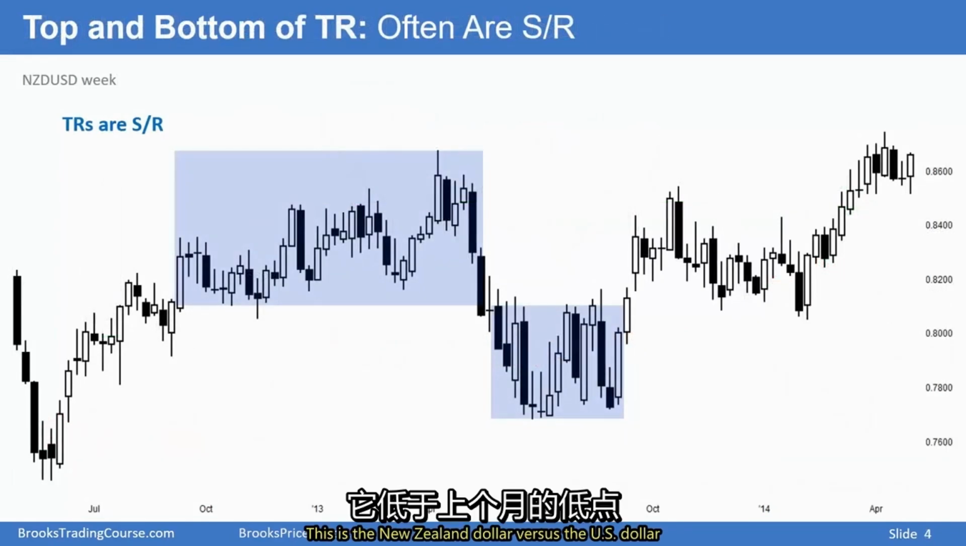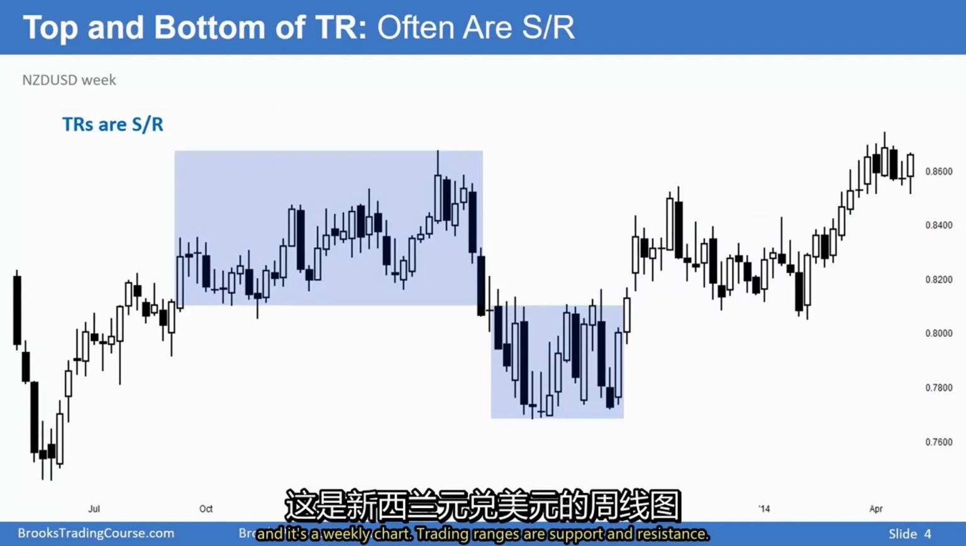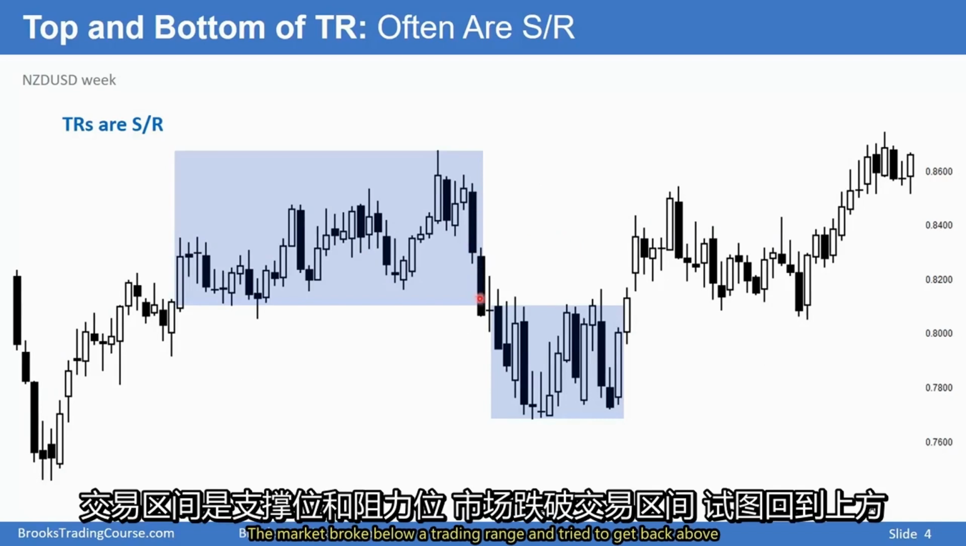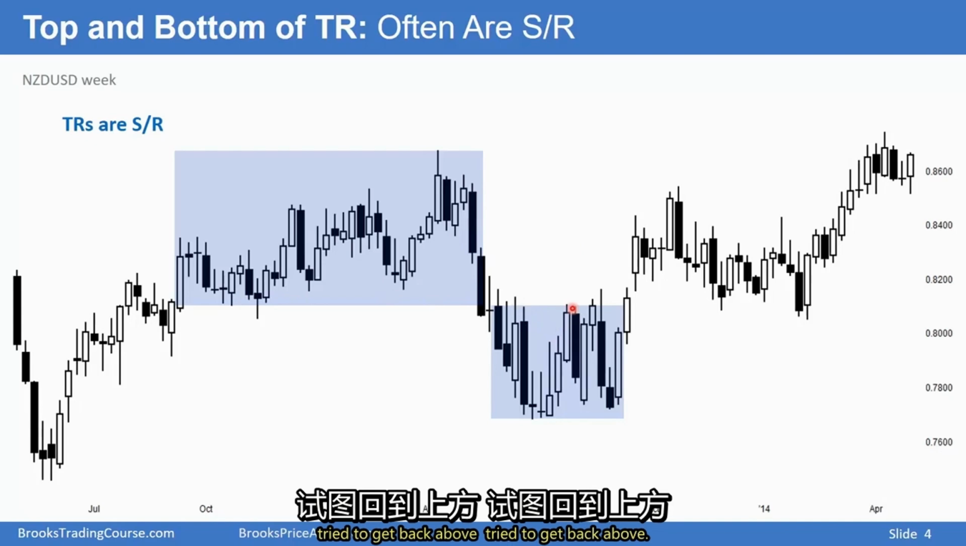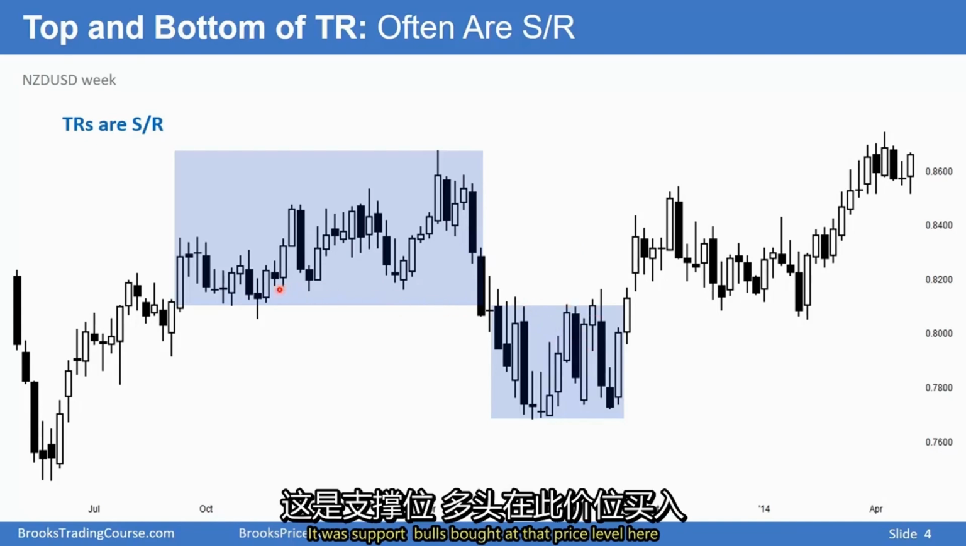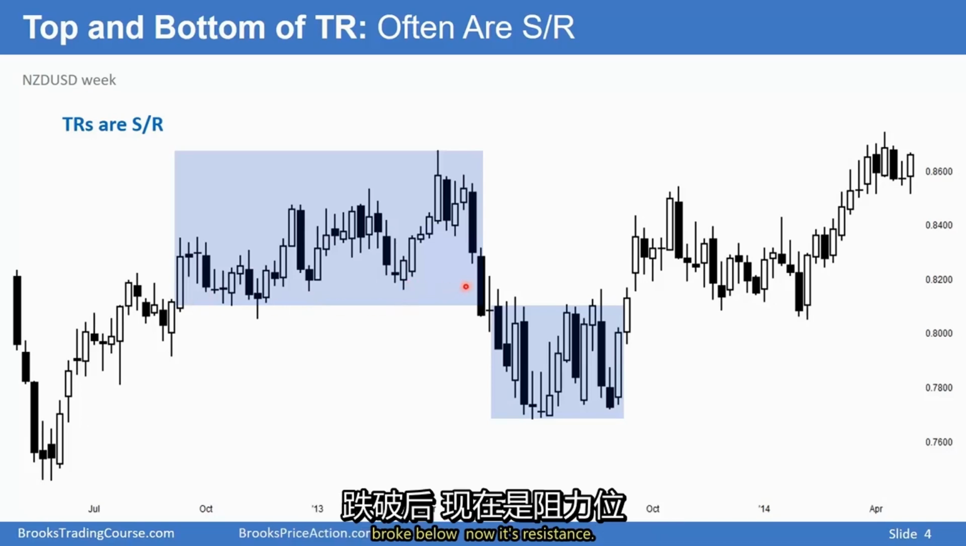This is the New Zealand dollar versus the US dollar, and it's a weekly chart. Trading ranges are support and resistance. The market broke below a trading range and tried to get back above, tried to get back above, tried to get back above. It was support. Bulls bought at that price level here, broke below, now it's resistance.